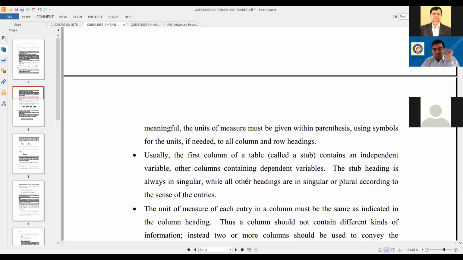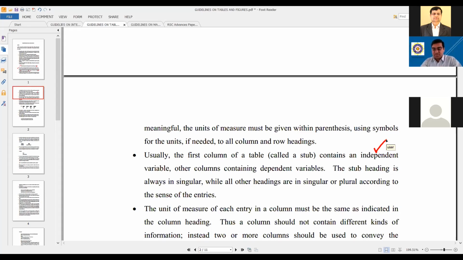Usually the first column of a table, called a stub, contains an independent variable. Try to understand the importance of this. Dependent variable and independent variable. The independent variable is the variable that you are varying, that you are deciding. And the dependent variable is something which you get after changing the independent variable. So if you change this, because of that, the second column will change automatically.